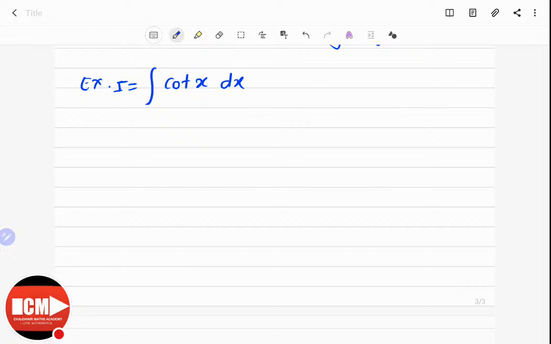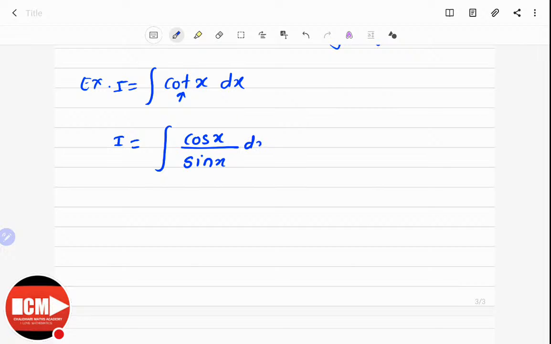Integration of cot x. What do you think about this question? Integration of cot x. As far as this corollary is concerned, the function is present in the denominator and its derivative is present in the numerator. So we can express this cot x as cos x divided by sin x.